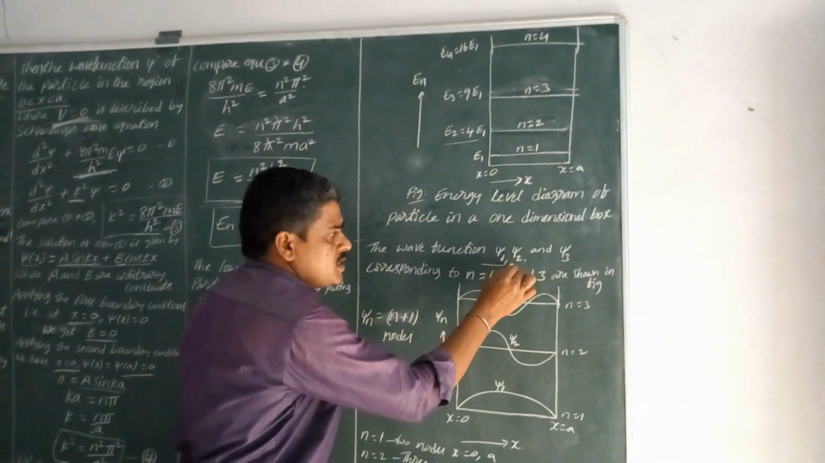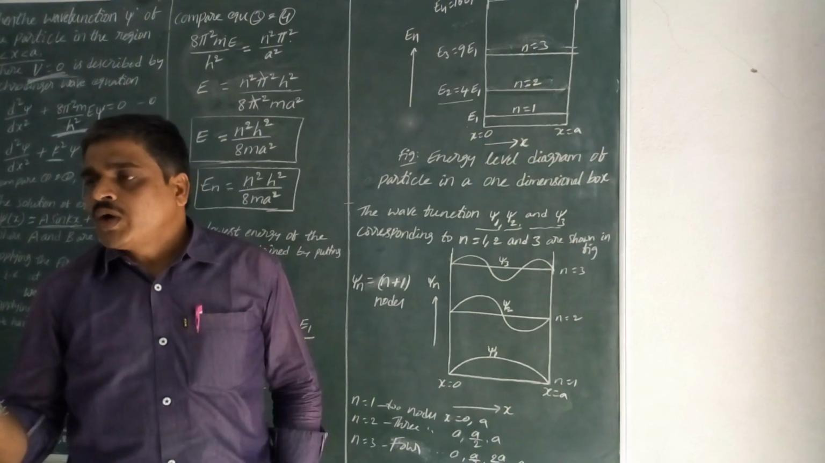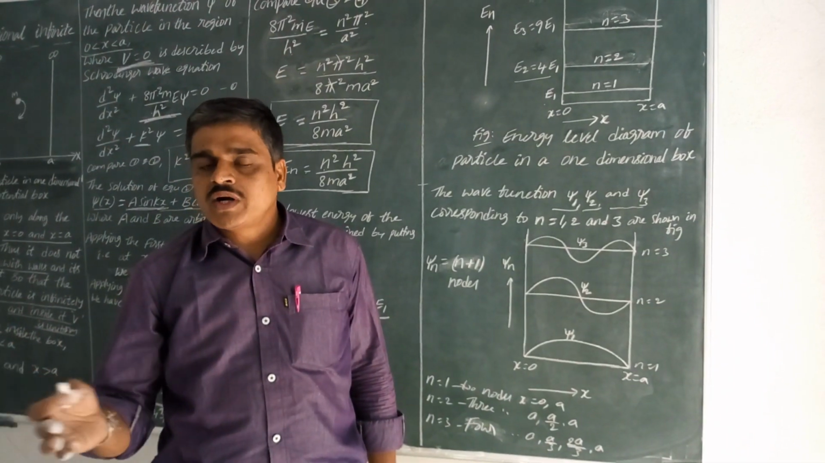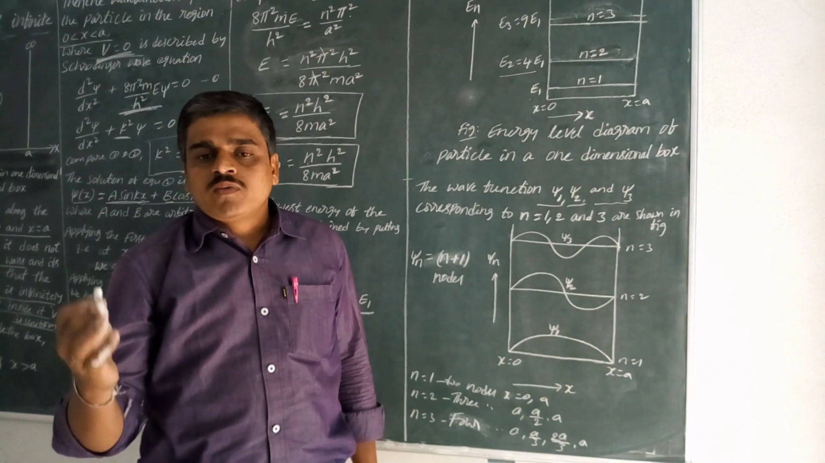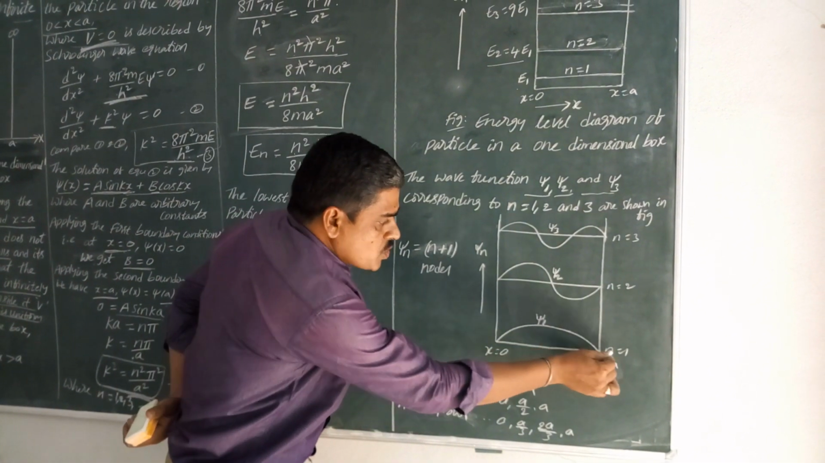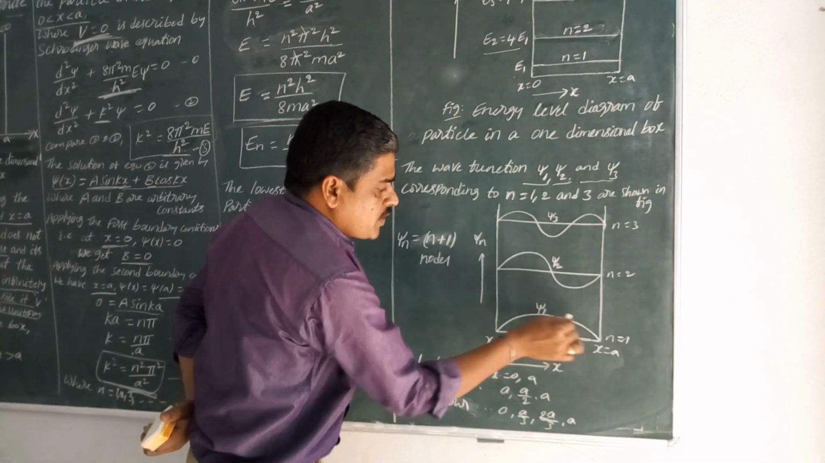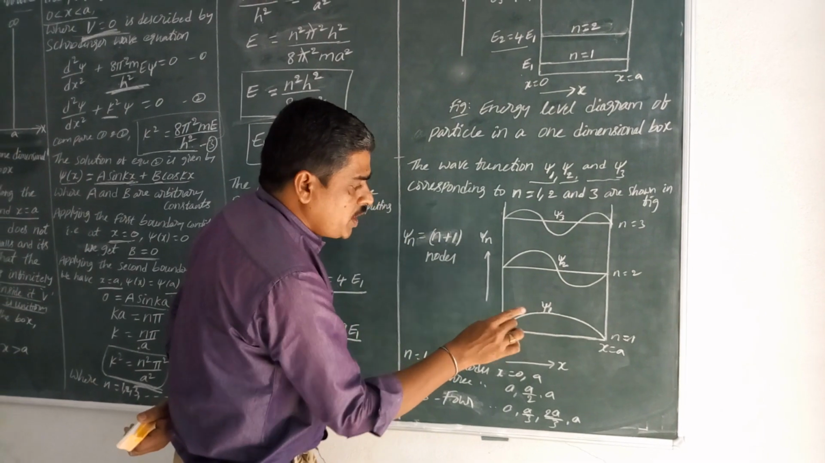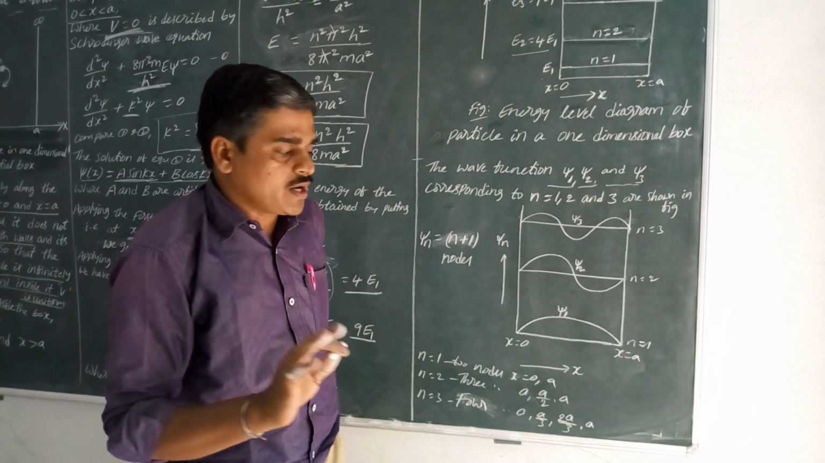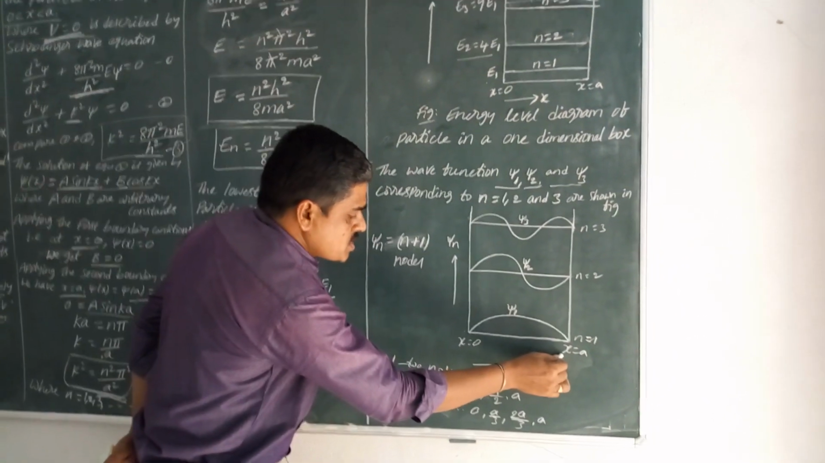The wave functions psi1, psi2 and psi3 corresponding to n is equal to 1, 2, 3 and so on are shown in the figure. For n is equal to 1, the wave function psi1 has only two nodes. One is x is equal to 0, another one is x is equal to a.